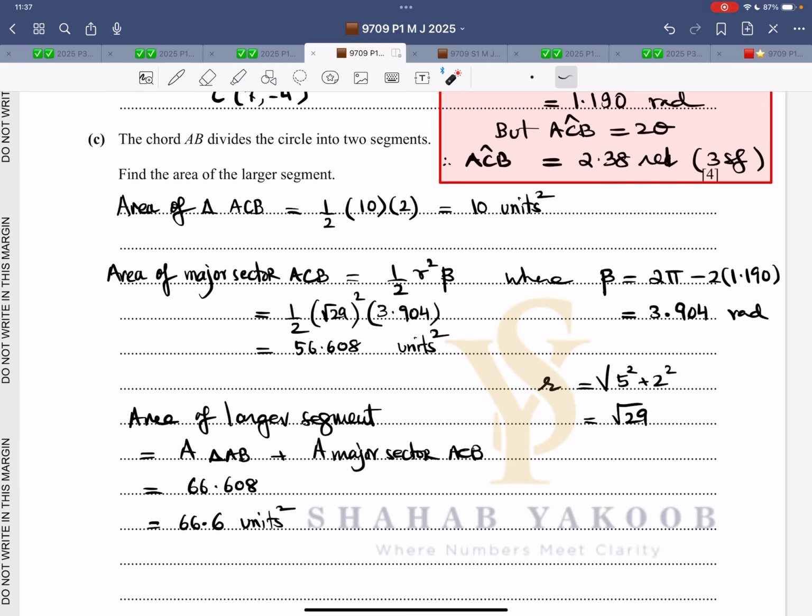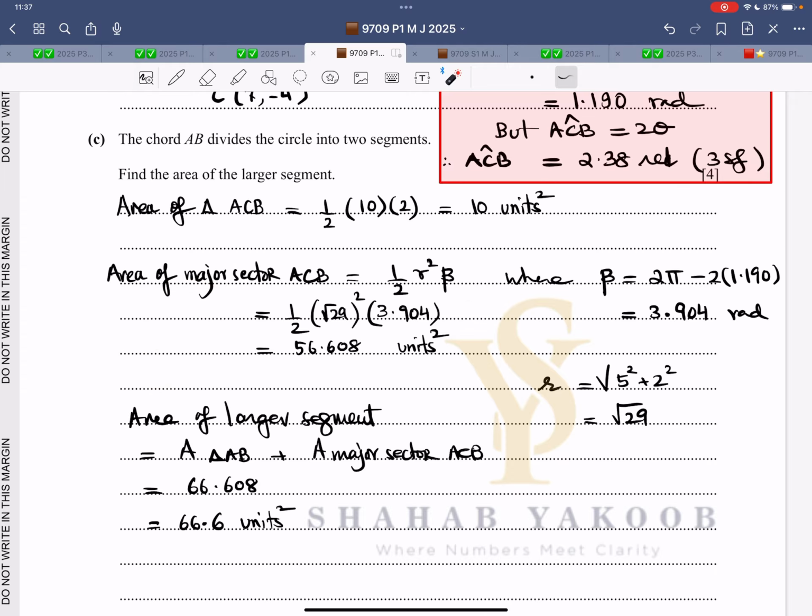So now area of triangle is half into base into height, that is 10. Area of major sector is half r square beta. What is beta? That is 2 pi minus this angle. That is 3.904 radian. So area of major sector is half r square theta. That is why they have made you convert it into radian, because for circular measure we need to apply it.